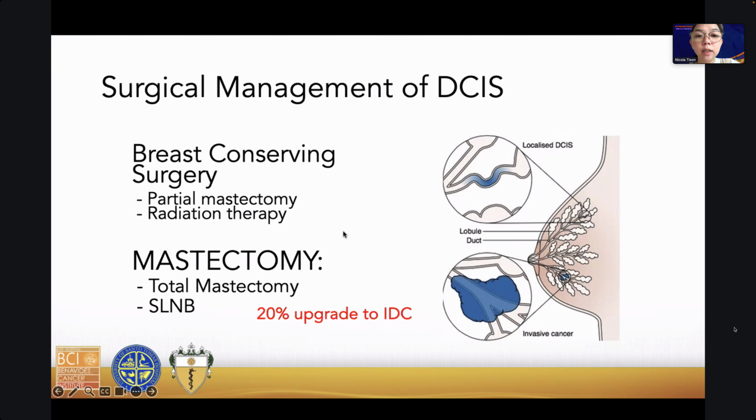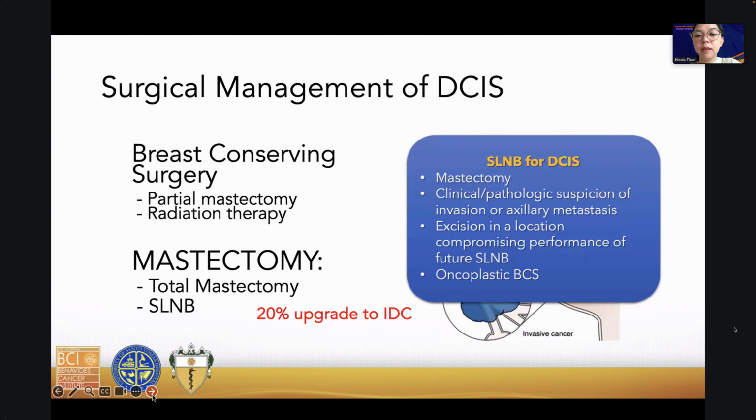And if we do a mastectomy, we won't be able to do a sentinel lymph node biopsy anymore. So during the same setting, if we're doing a mastectomy for a DCIS, then usually we would do a sentinel lymph node biopsy as well. We do not do axillary dissection. So these are certain instances where we may consider doing sentinel lymph node biopsy for ductal carcinoma in situ.